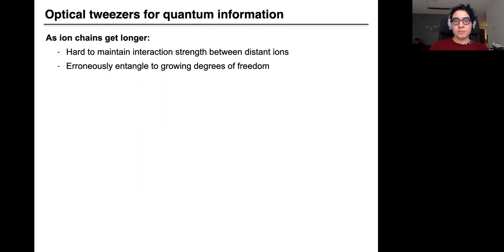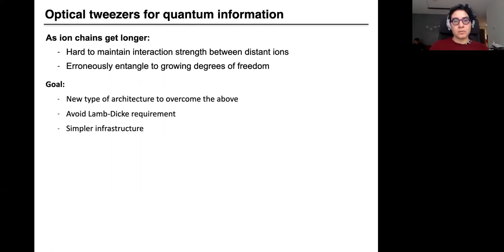And also that when you have larger and larger ion chains, you have more degrees of freedom, and you might make errors by entangling erroneously these degrees of freedom. And so we wanted to have a new type of architecture that would allow us to overcome this. We wanted to not have the Lamb-Dicke requirement, and we wanted to have a gate that was simpler infrastructurally. And by that, I mean maybe require less lasers, require less stable lasers, and so on. So something that would be simpler to implement.